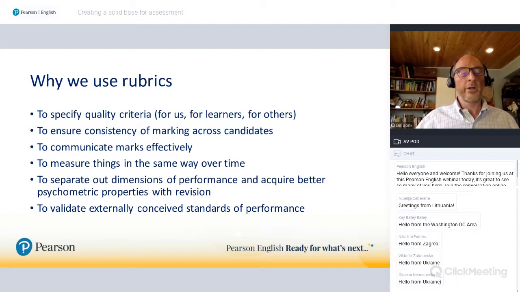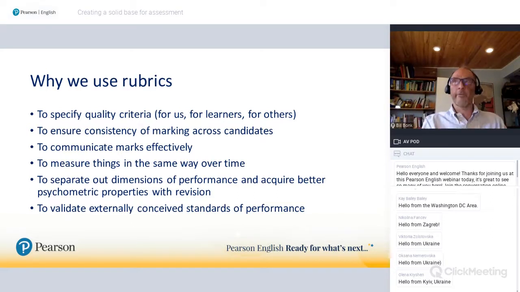It's a way of making sure that that B- that I got on my essay is communicated effectively, and I can see what are the pieces that created that B-, rather than just a teacher's feeling of I'll give it a B-. That doesn't inspire a lot of confidence in your teacher or in the grading system or in its fairness. Typically, we're also very interested in measuring things in the same way over time, over many years. We want to make sure that we're doing things across different teachers and different programs in the same way. As researchers, we're often very interested in separating out dimensions of performance that can then acquire better psychometric properties as we revise them more and more.